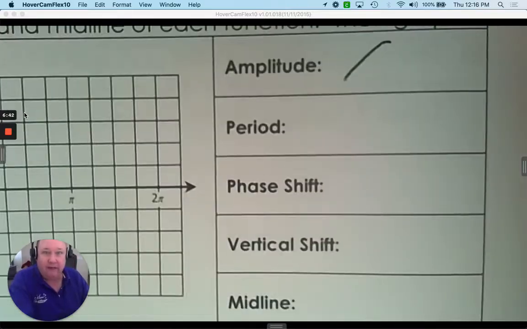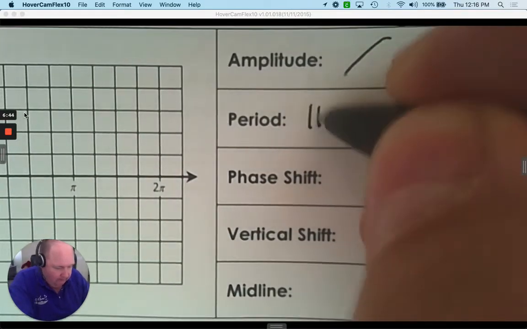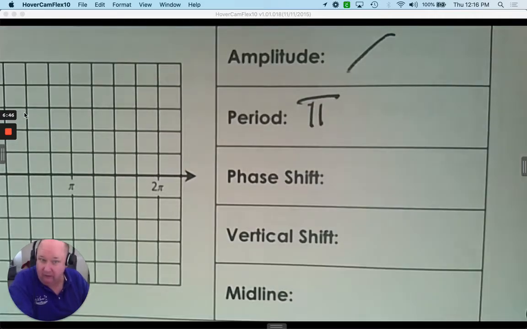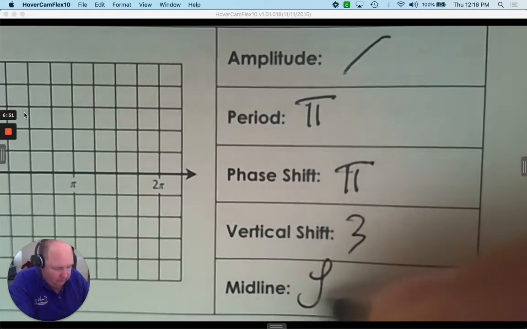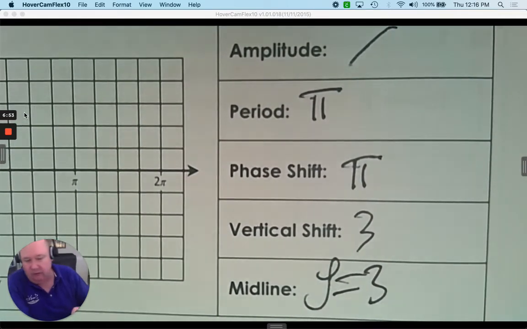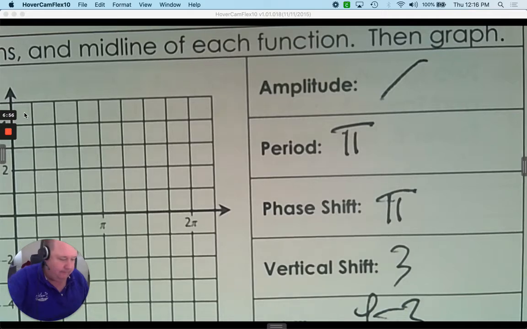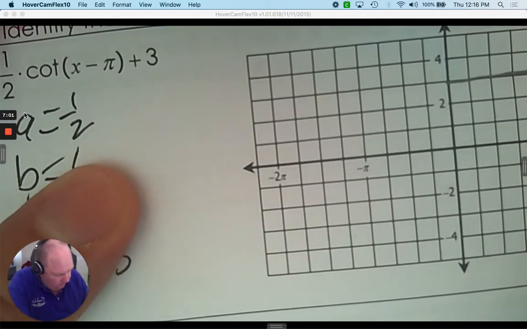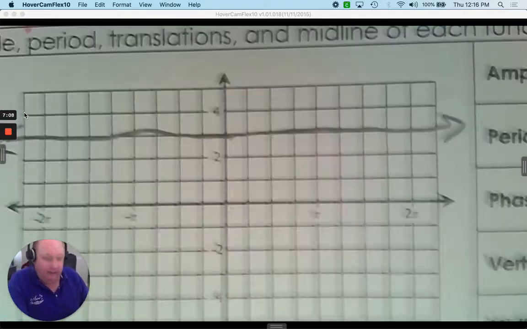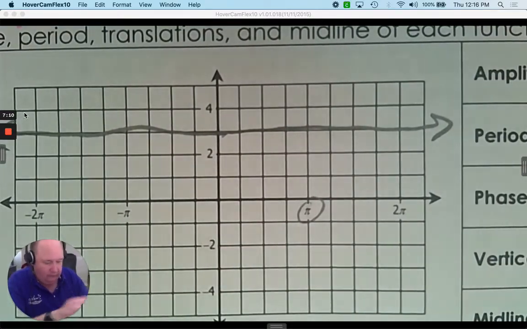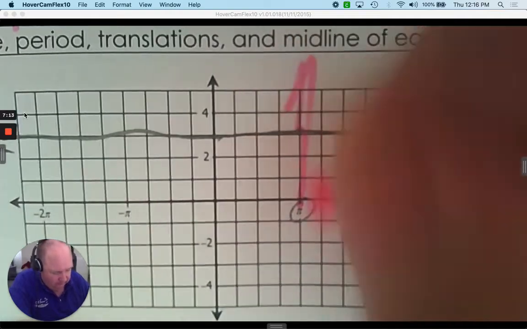Then, when I go to the right, cotangent doesn't have an amplitude, but the period is 1 pi divided by the B value, which is 1, so it's just pi. The phase shift is also pi. The vertical shift is 3, so everything's been shifted up 3. So I'm going to draw the midline at 3. And then I'm going to go to the phase shift, which is at pi. So this is where my graph starts. Cotangent starts with an asymptote. So there my graph is started.